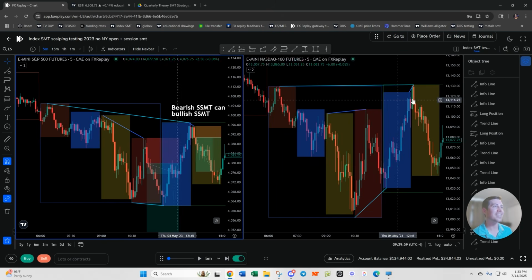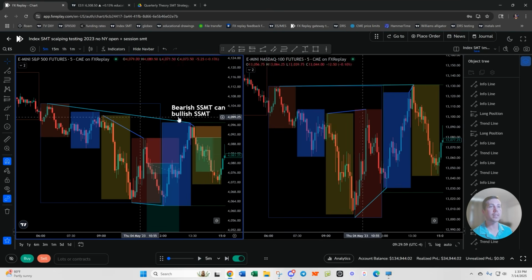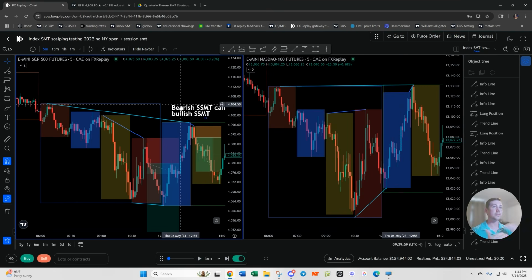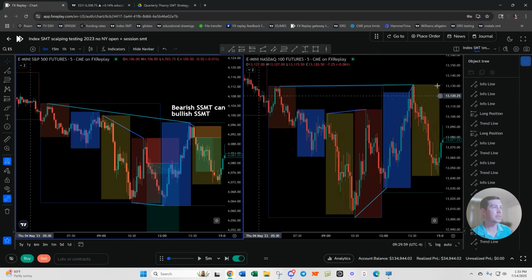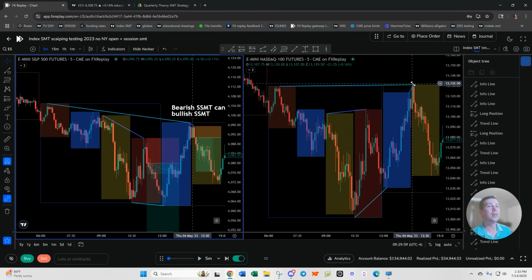But then later in the session, we had SMT canceling itself once again, where NQ took out this high from a previous session, whereas ES did not. So you really have to be flexible with your bias. I think that's one of the best things about this: it's telling you which trades to take, instead of coming into a day and forcing it, like, I'm only taking shorts. I think it's better to be a little more flexible with your bias, and this helps give you information on when to do that.